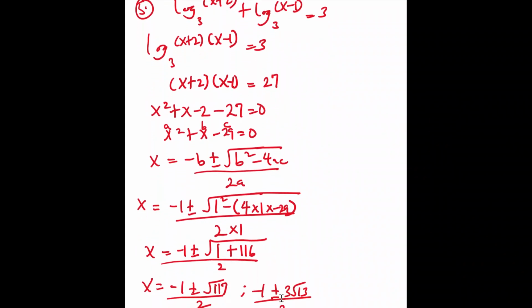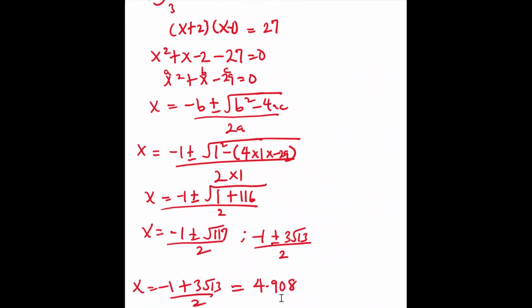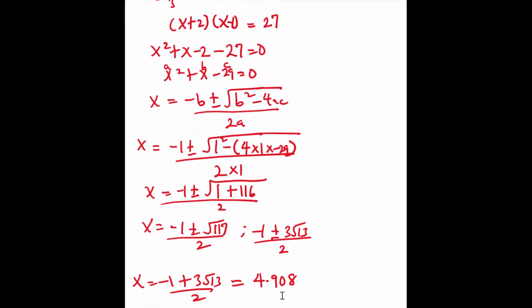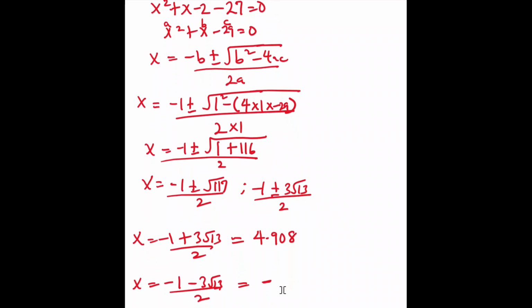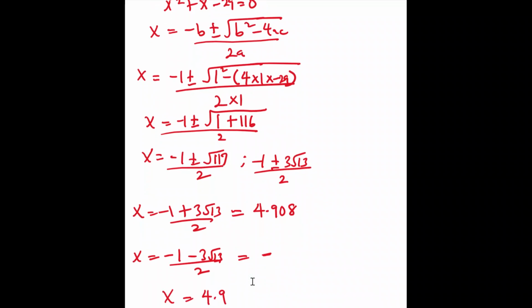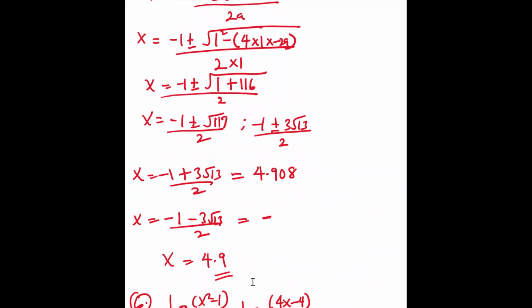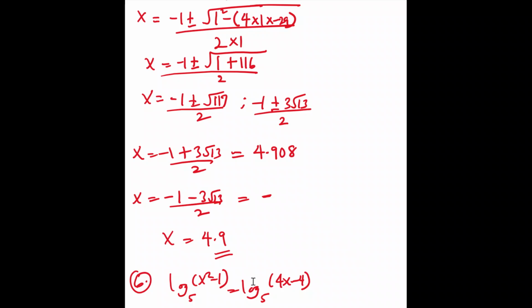So if we take the first one, we will get x equals minus 1 plus 3 root 13 divided by 2. So we get a positive answer. But we didn't. So if we try the second part, minus 1 minus 3 root 13 divided by 2 is going to be negative. So this answer is going to be invalid. So we are going to say x is equal to 4.9.